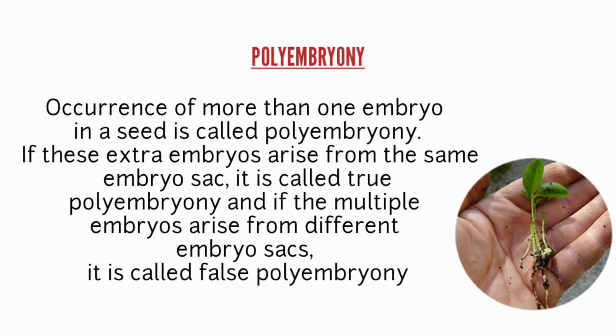As you can see in the screen, polyembryony is the occurrence of more than one embryo in a seed. The two types of polyembryonies are true polyembryony and false polyembryony. If these extra embryos arise from the same embryo sac, it is called true polyembryony, and if the multiple embryos arise from different embryo sacs, it is called false polyembryony.